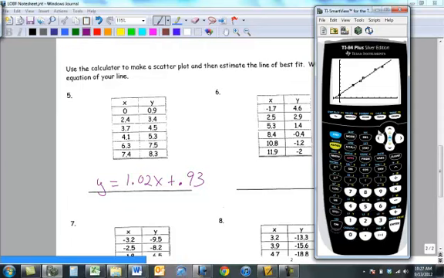So, what I'd like you to do now is go and try numbers 6, 7, and 8. Press pause, try those, and when you come back, I'll put the answers up for you.